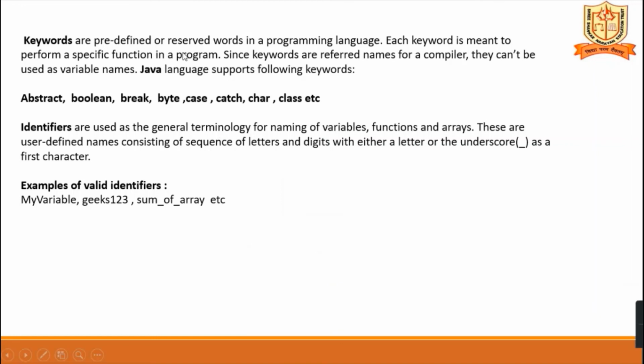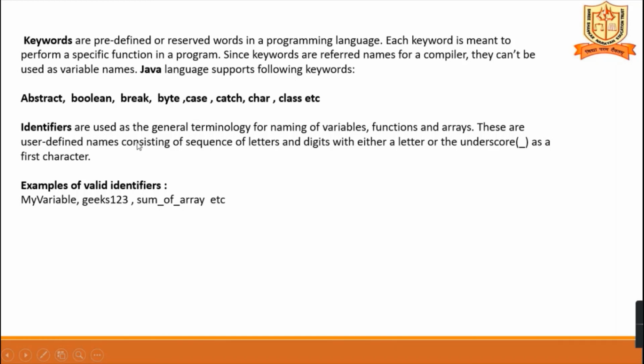Keywords are predefined or reserved words in the programming language. Each keyword is meant to perform a specific function in the program. Since keywords are reserved names for the compiler, they can't be used as variable names. Java language supports the following keywords. So these keywords you cannot use as variable names. These are the reserved words. So which are the keywords? abstract, boolean, break, and all these.